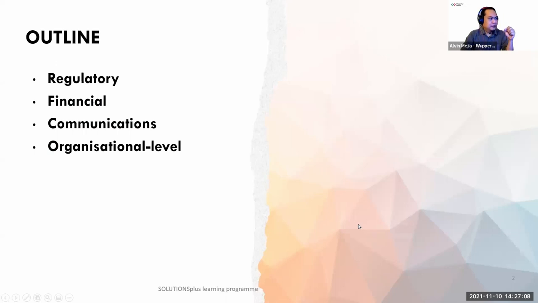Okay, so in terms of the outline, I'll be going through four different types of policy tools relating to e-mobility. Firstly, regulations or legal measures. The second one is on financial measures, the third one communications, and the fourth one is more on the organizational level, from the standpoint, for example, of the local government units themselves.